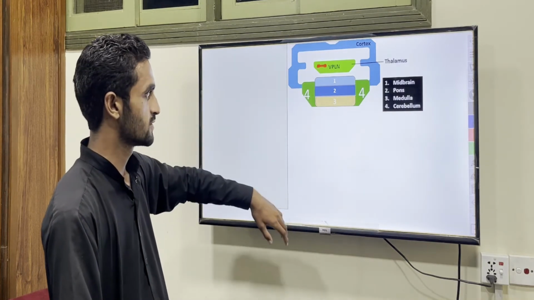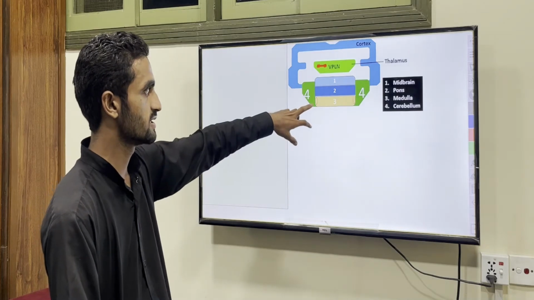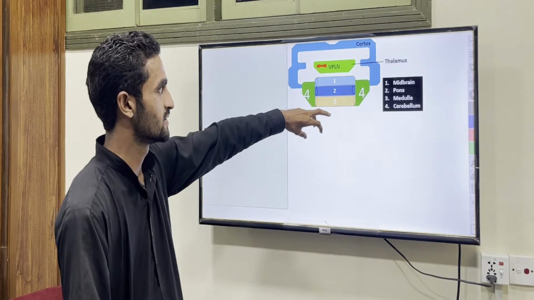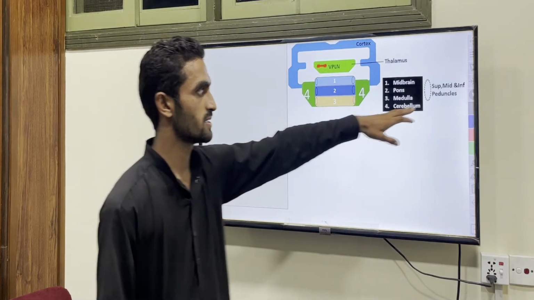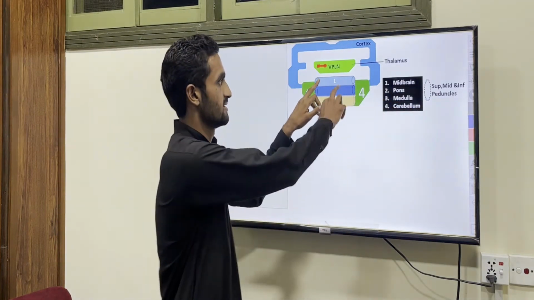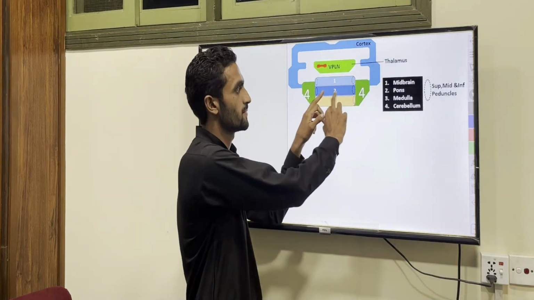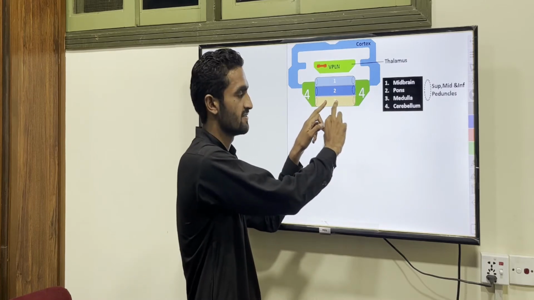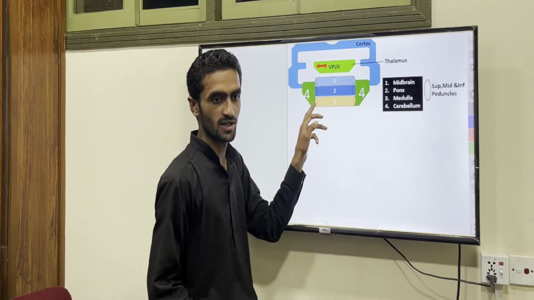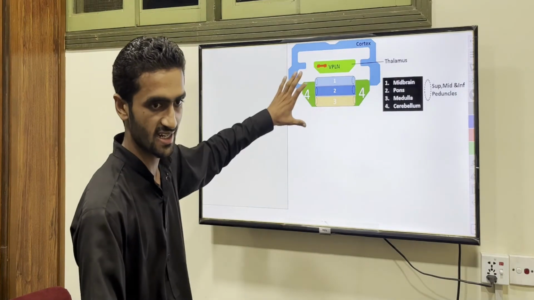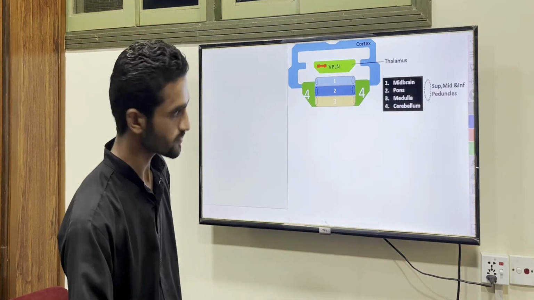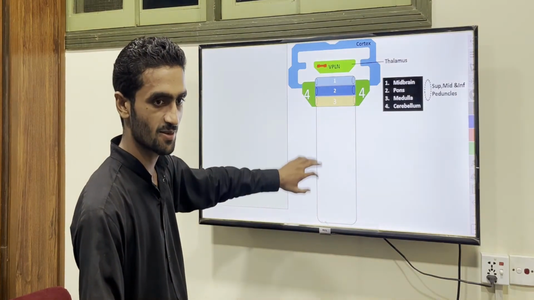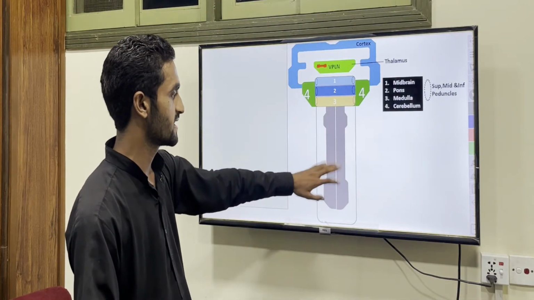One is the midbrain, pons, medulla, and cerebellum. These are the peduncles, showing inferior, middle, and superior. The superior is with the midbrain, the middle with the pons, and the inferior with the medulla and cerebellum. So you can see the connection. Are you good with it? Yes, sir. Now look here, what is this? The spinal cord below the medulla. This is the left-hand side.